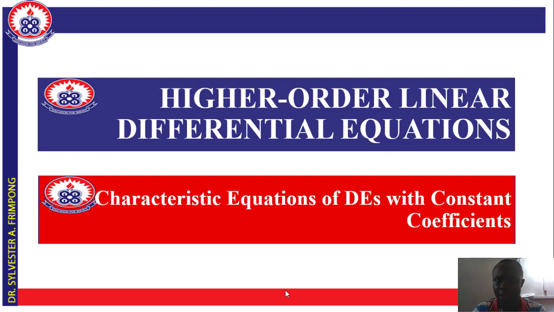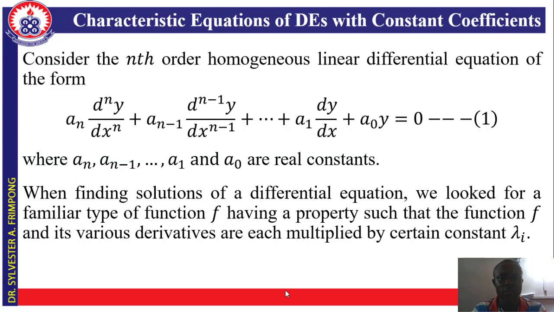order differential equation. So let's consider an nth order homogeneous linear differential equation of this form as indicated in equation 1, where a_n up to a_0 are all real constants. So we are looking at equations with constant coefficients. We are looking at equations with constant coefficients. They mean this is constant, this is constant, this is a constant, this is a constant. And to find the solution, we look for this familiar type of function.